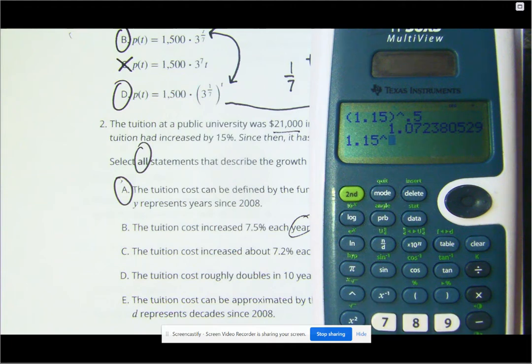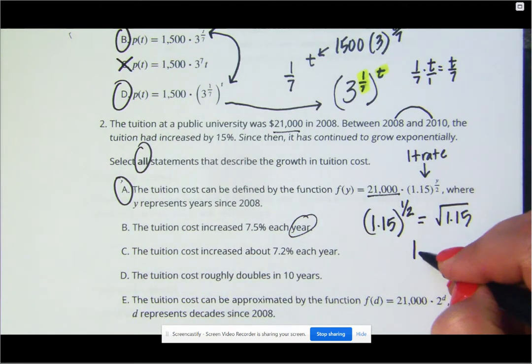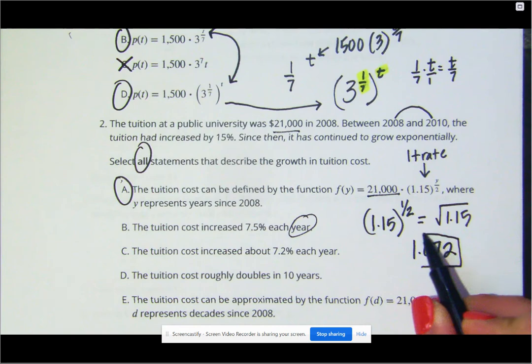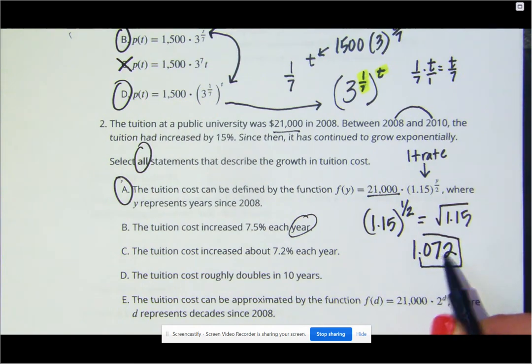1.15 to the 0.5, I already got it. So that's 1.072. Let me write that down for a second. Is that a 7.5% increase? No, that's a 7.2% increase. So that one's wrong.